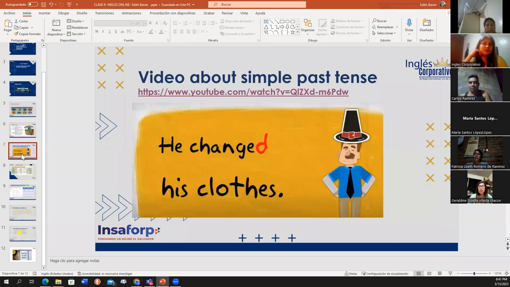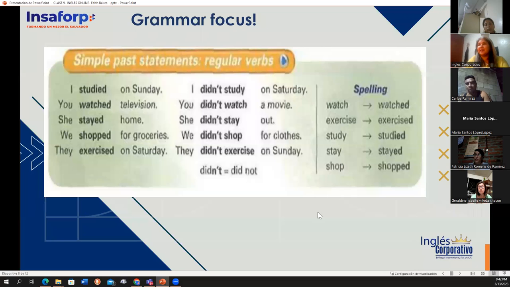Okay, there you have all the rules that you can review. And also we are going to review more later on. According to the grammar that is in the material, we have here some examples, okay? Simple past statements, regular verbs. I studied on Sunday, that is positive statements. Negative statement, I didn't study on Saturday, okay? Lo que usted va a agregar es el negativo al did. Didn't or did not.